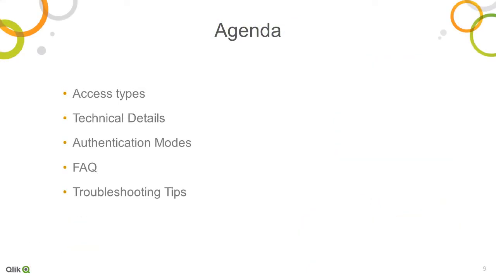So let's take a look at what we're talking about today. The main focus of this session is going to be the Qlik Sense Desktop, mainly the authentication features around it, basically how to unlock it. We're going to go through the different access types that are available for doing that, some technical details around it, and what authentication modes we support, and then we'll go through some questions at the end.